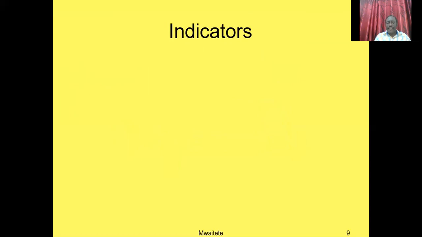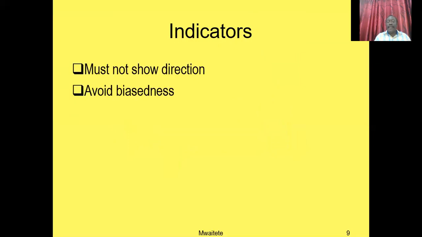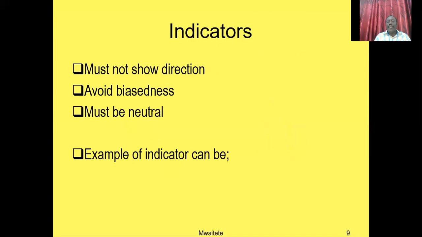While you are writing, we have been discussing a lot about indicators in the class, and we also discussed what objectives are all about. As I'm saying, you must not show direction, just give a summary, and avoid bias. You must be neutral when writing indicators. And what are the examples? We have so many examples of indicators.